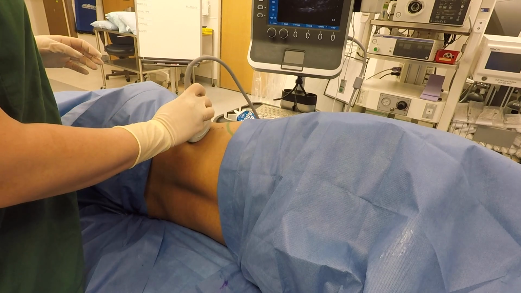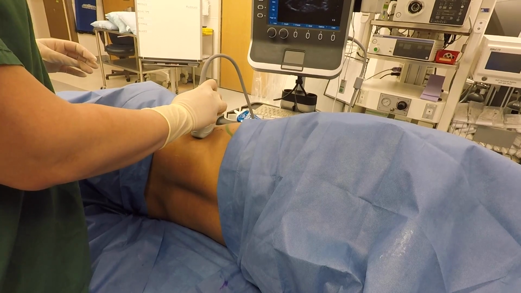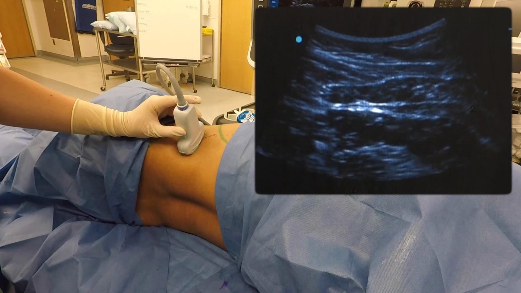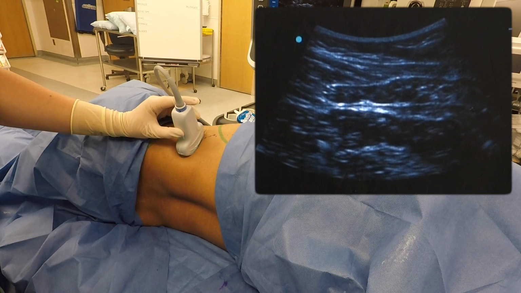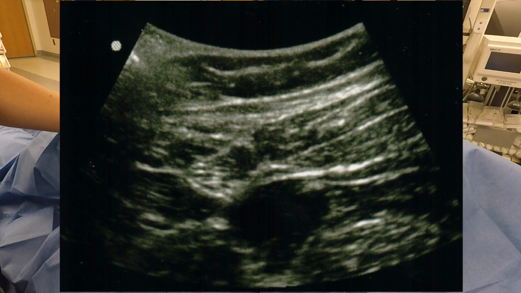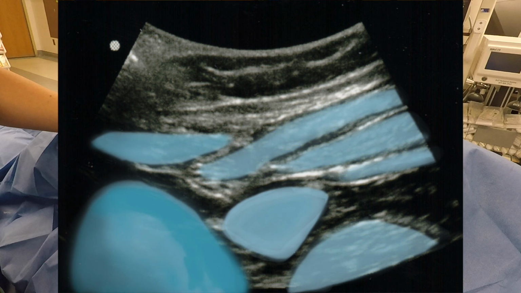Next, use an aseptic skin preparation. Don sterile gloves, prepare your sterile field, place sterile ultrasound covering gel, and prime needle and tubing with the syringe of local anesthetic. Check the orientation of the ultrasound and ensure that the right side of the probe is on the right side of the ultrasound screen. Then place the ultrasound probe on the posterior axillary line, parallel and superior to the iliac crest.